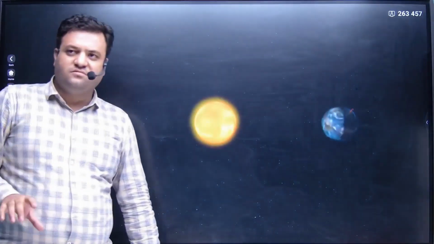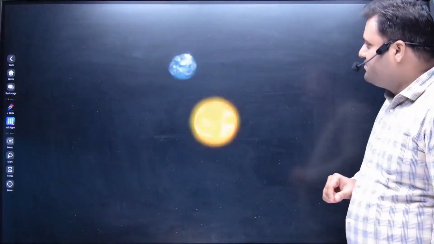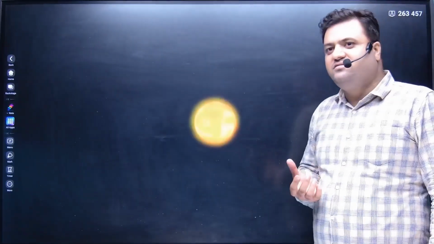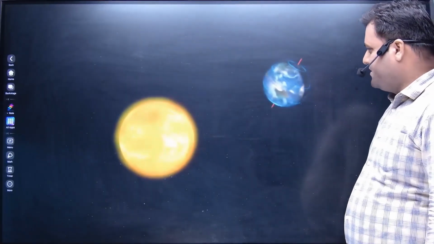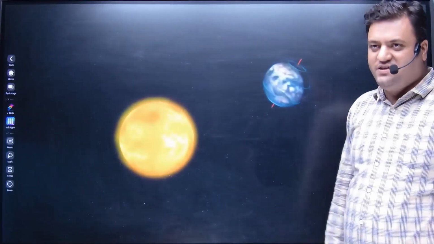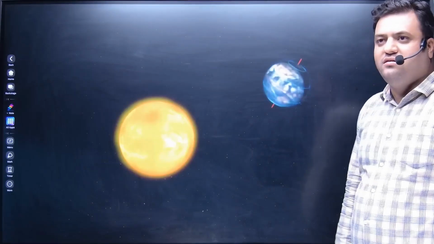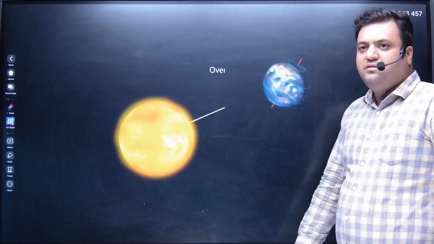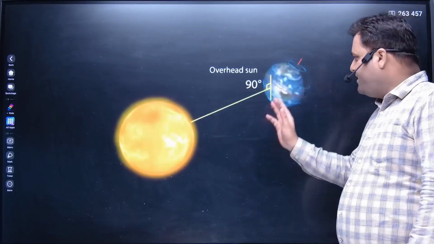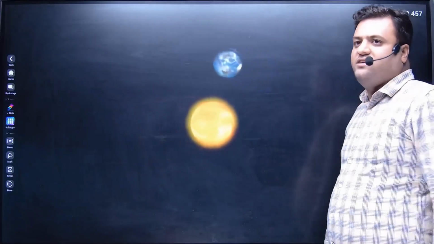I'm just reducing the light actually, because of the black screen. Now here you can see there is one position. Now, the meaning of overhead sun: when we have a 90-degree insolation on the respective latitudes, that means we have an overhead sun. So the 90-degree angle is on the equator, so we call this an overhead sun.